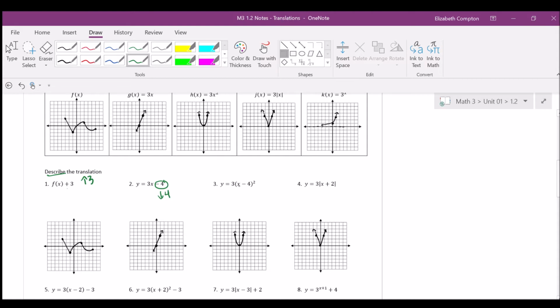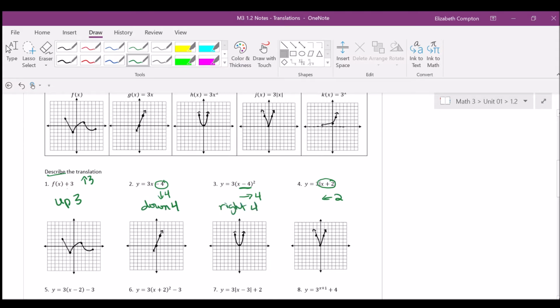If we look at number 3, this is what it means to be inside. We're inside the parentheses and then we're squared. So this is right 4. And if I look at number 4, again, this is inside, so this is left 2. So I'm going to write them in words because on a test I would expect you to write them in words.